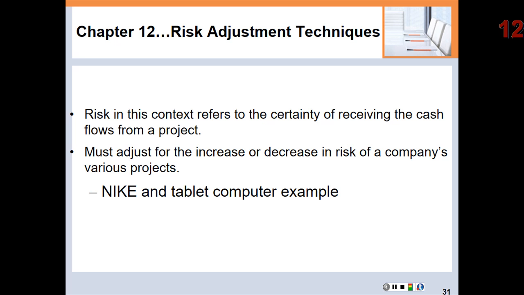So let's say that Nike's going to undertake the design and the introduction of a new shoe. Is that anything out of the ordinary for Nike? No. They've done it hundreds and hundreds of times. So that is what we would call an average risk project. They know all about it, so there's no risk involved, or there's no more risk involved than average.